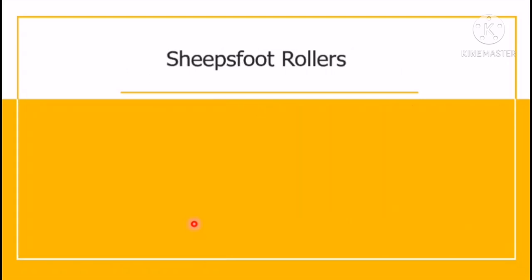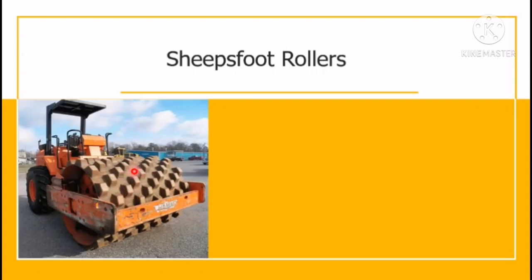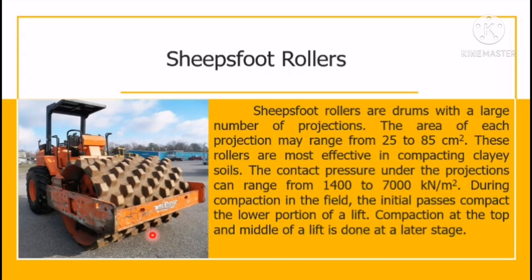Number three equipment is what we call sheep's foot rollers. So the sheep's foot rollers are like this. So if you look at this one, this is the sheep's foot roller. And sheep's foot rollers are drums with a large number of projections. The area of each projection may range from 25 to 85 centimeters squared. And these rollers are most effective in compacting clay soils. The contact pressure under the projections can range from 1,400 to 7,000 kilonewton per meter squared.